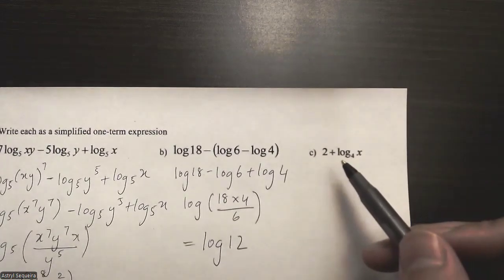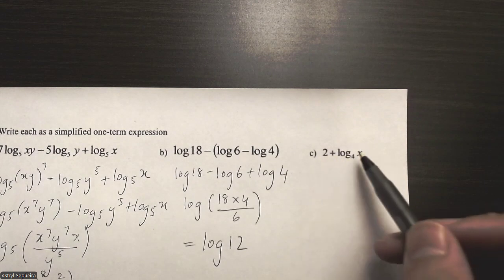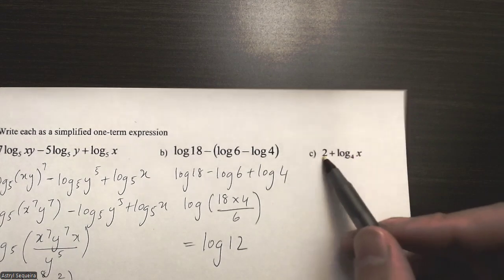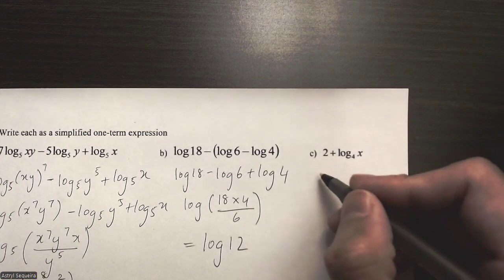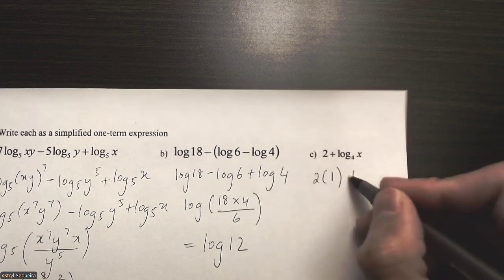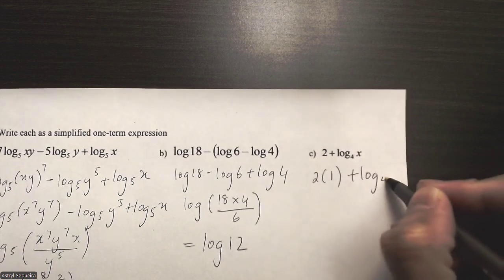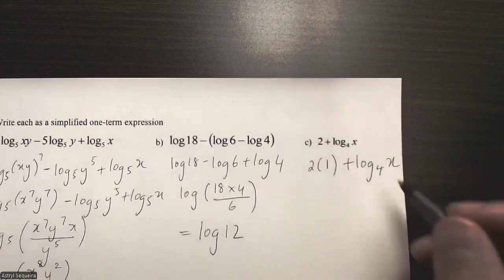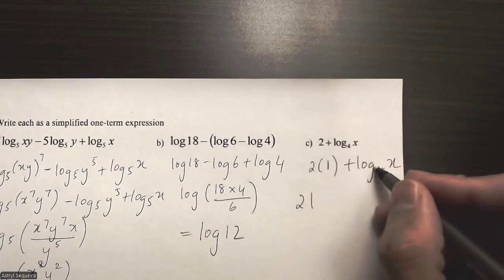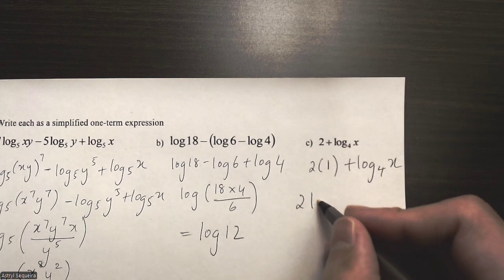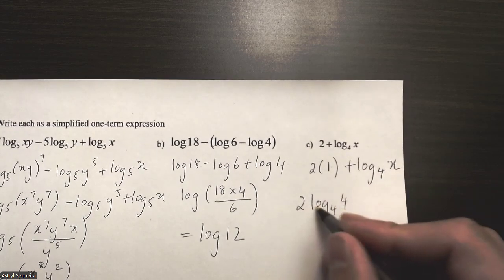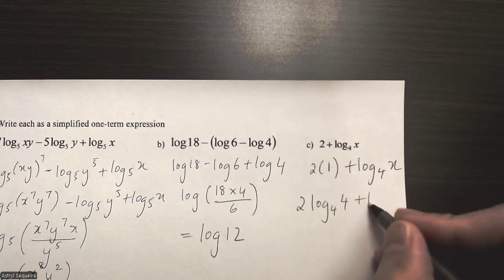And then this last one over here, to combine these two into a simplified log, I gotta turn this into log 4. So to turn this into a log 4, I'm just gonna turn this into 2 times 1 first, because that's how you create a log. You use ones. Now I want to have this at the base of log 4, so I'm replacing the 1 with log 4 of 4 because log 4 of 4 is just 1.